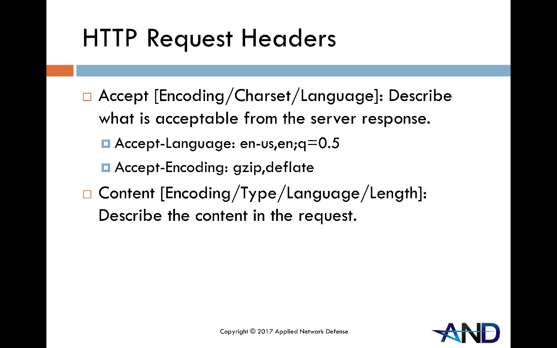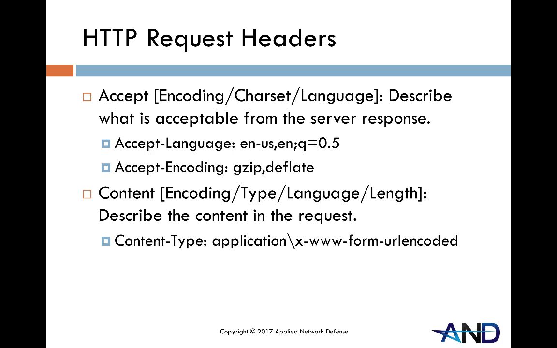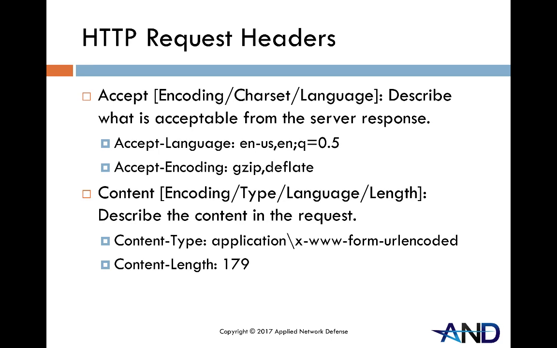But for here, we also have it on the request side, and we can specify things like encoding type, language, or length. For example, we can specify content type. In this case, it's a MIME type, which is application/x-www-form-urlencoded. So someone submitted a form in a POST request. We can also specify the content length, the amount of data being transmitted, so the system knows how to process it and when to stop processing that data in the HTTP message body. In this case, it's 179 bytes. So a few different options here in regard to how we do that content.